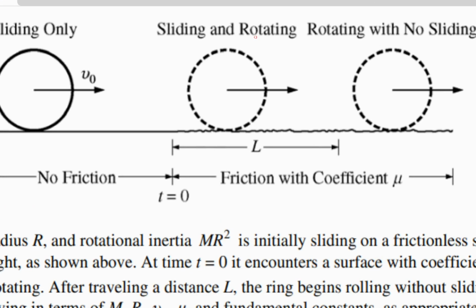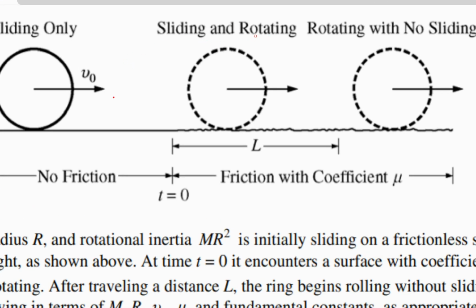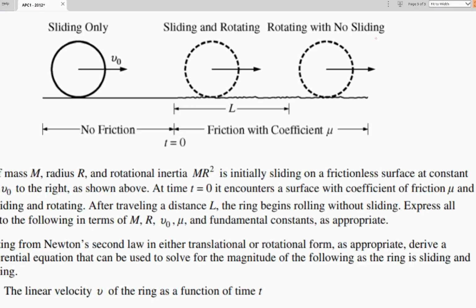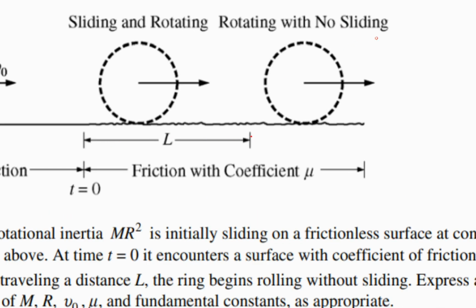Because it's sliding and rotating, we have v and we have omega, but mathematically they are not related to each other. Whereas after it has covered the distance capital L, it will begin to rotate with no sliding. For sure there will be translational motion, but whenever we have rotating with no sliding, which means rolling without slipping, then v and omega are related mathematically via the following relation.